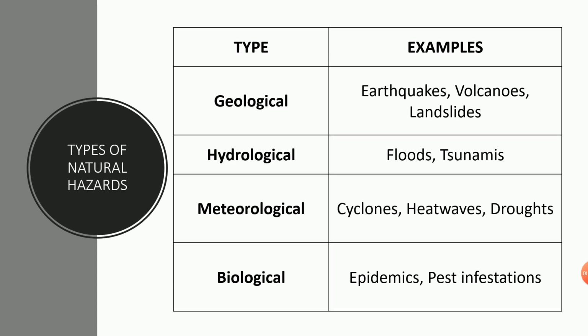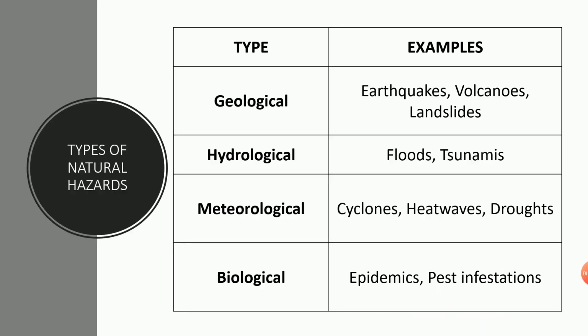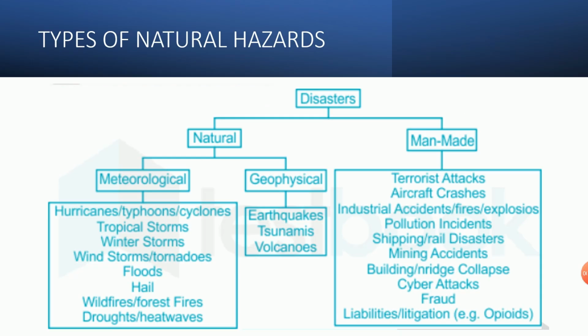Then biological: epidemics, pest infestations. So COVID-19, which came, is a kind of biological hazard. Because of the loss of lives caused by it, that became a biological disaster. Again, apart from that, there is a different type of categorization. See here, natural and man-made. In natural itself, meteorological, geophysical. So based on these, there are certain mitigation processes and methods described.